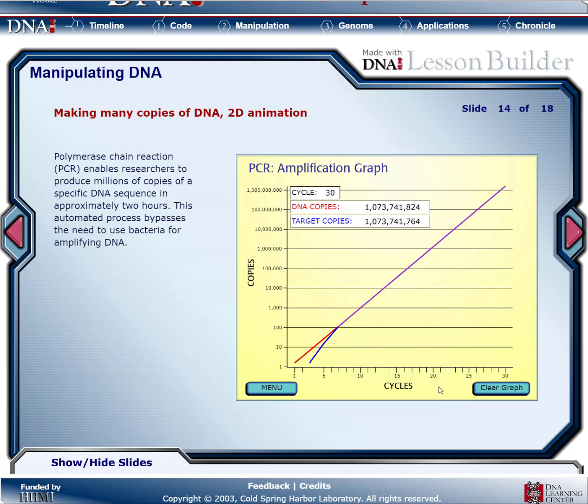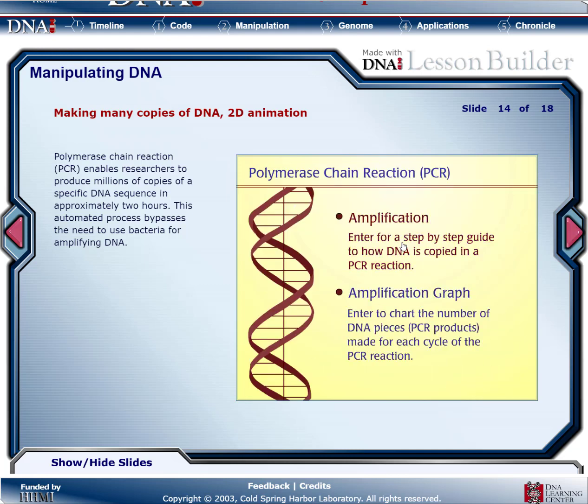Final graph. Okay, there we are, 30 cycles, and we have 1,073,741,000. And still the difference is only like 100 something, because every time we did it, the difference between the copies of the DNA and the target was very negligible. So we went through the amplification process, and we looked at the graph.